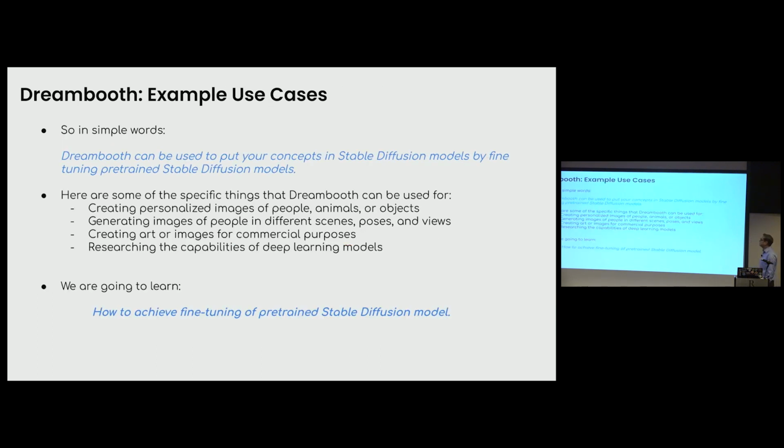Okay, so in simple words, Dreambooth can be used to put concepts in stable diffusion models by fine-tuning a pre-trained stable diffusion model. First thing, this process is not as bulky as we read on social media. You don't need 10,000 GPUs, or for that matter, even 10 GPUs. One GPU is sufficient, and a commodity GPU, which you get for free on Colab, or in Colab Pro, slightly better GPUs, that's sufficient to do this. So you should try the code. I'll share the presentation anyway, so you can try it out.